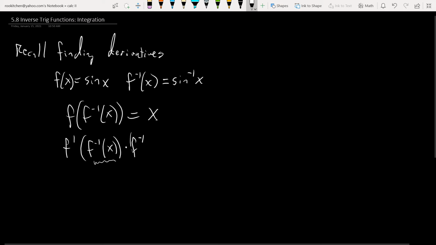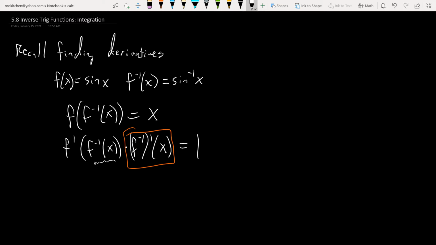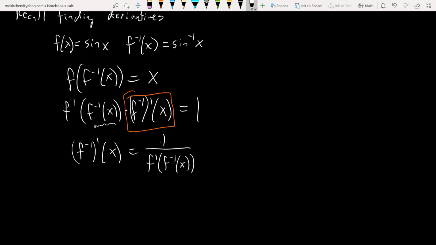So times the derivative of f inverse equals the derivative of x, which is just 1. Right? And then we could solve for this derivative of inverse sine. So divide both sides, and we get the derivative of f inverse is equal to 1 all over the derivative of f evaluated at f inverse of x. Okay, so we could fill in the blanks, so to speak.